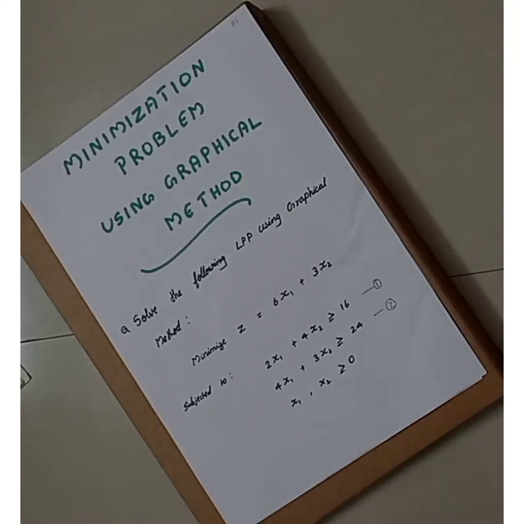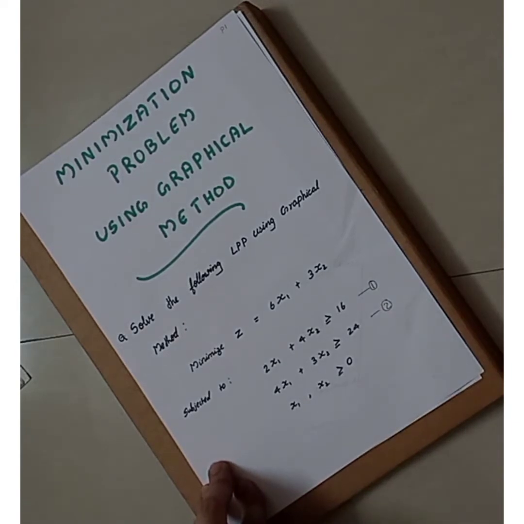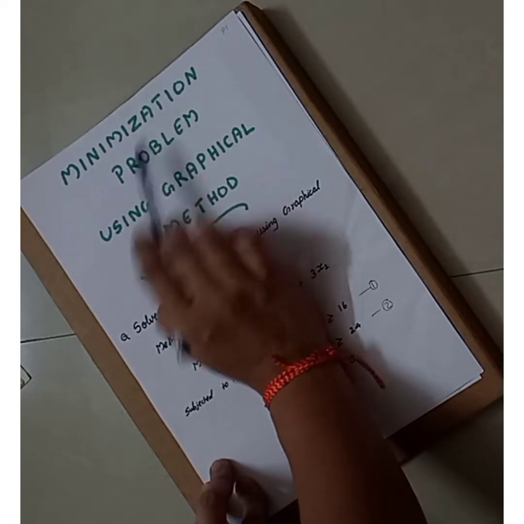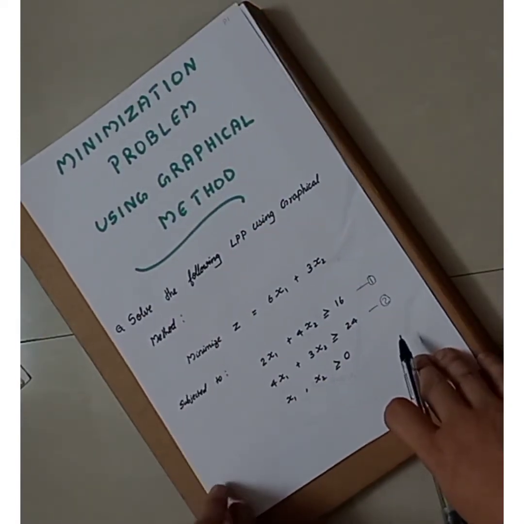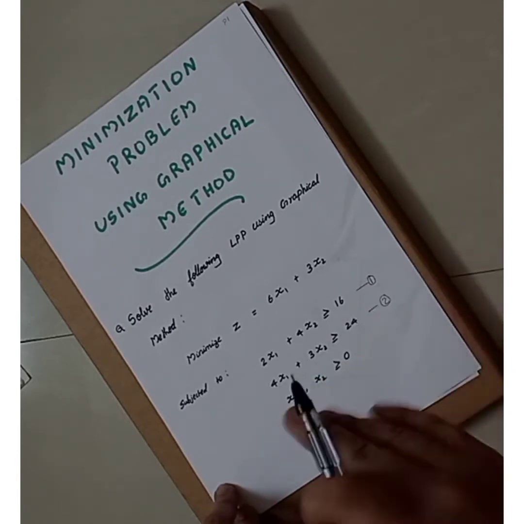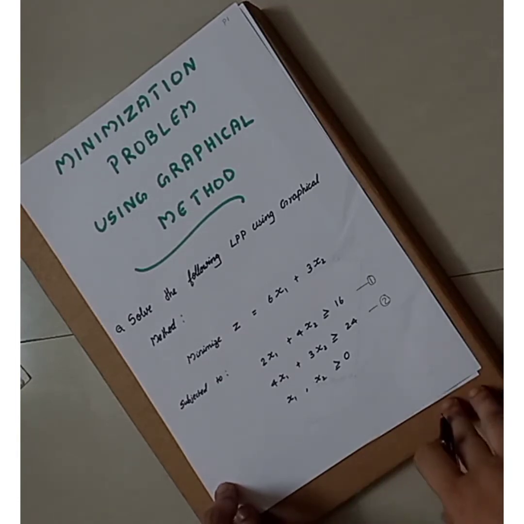Dear students, in today's video we'll discuss how to solve a minimization problem using the graphical method. We had discussed how to solve a maximization problem using the graphical method. So in today's session we will discuss the solution of a minimization problem using the graphical method. It is just as simple as solving the maximization problem. The only thing is you have to be very careful with the signs. While you are taking the feasible solution, you need to consider the signs of the constraints.